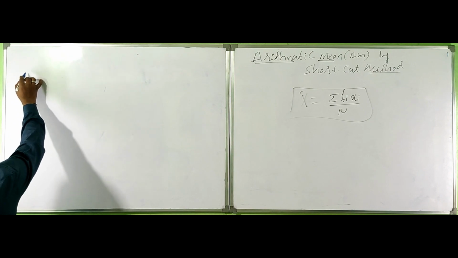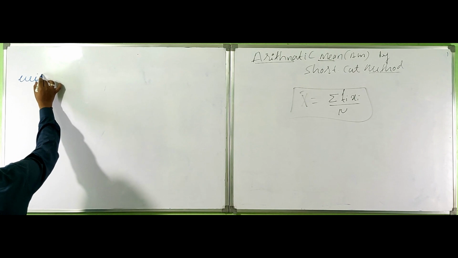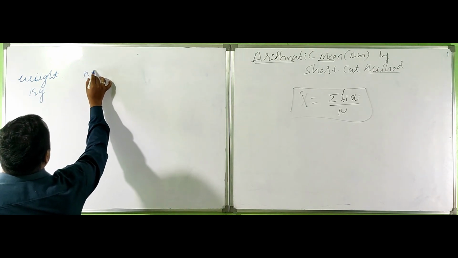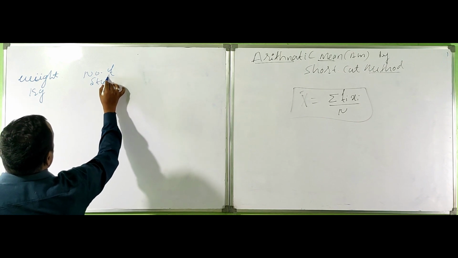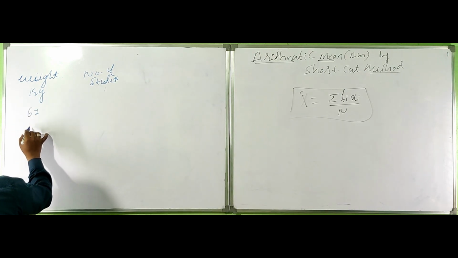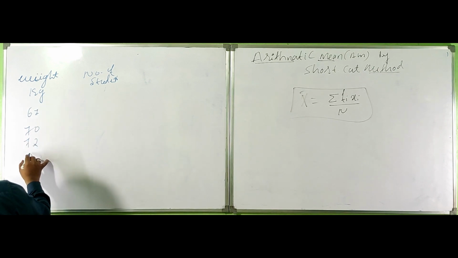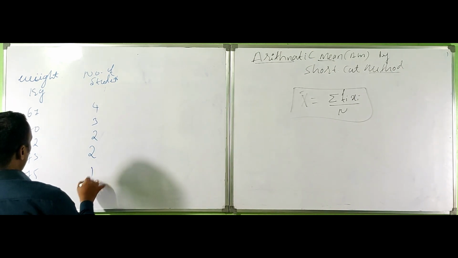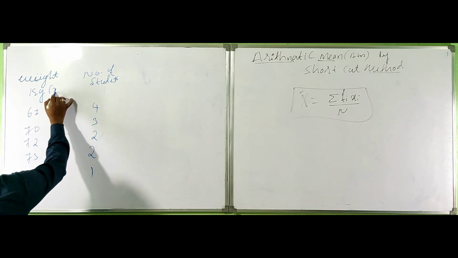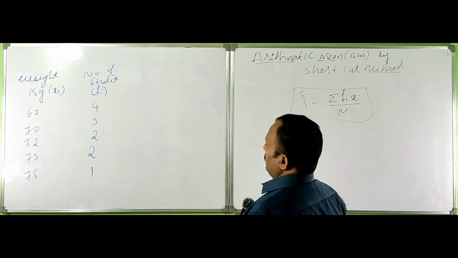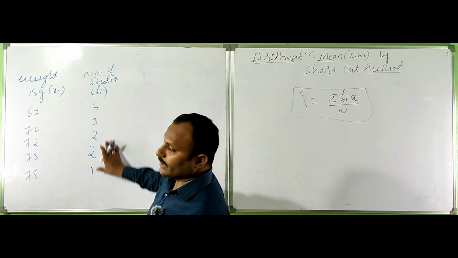Let's take weight and number of students. Weight in kg: 67, 70, 72, 73 and 75. Number of students are 4, 3, 2, 2, 1. This is x_i, and this is f_i, the frequency. In the direct method you take the summation of x_i f_i divided by n, and you get the average.